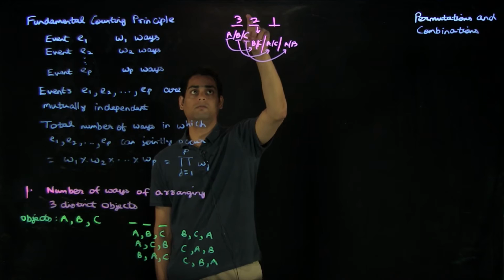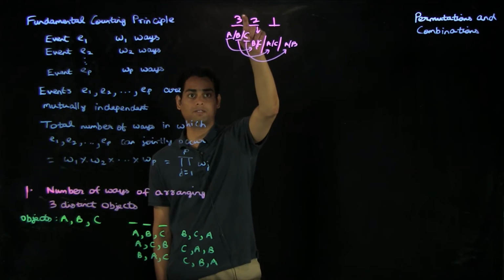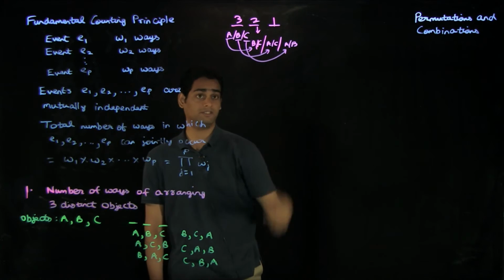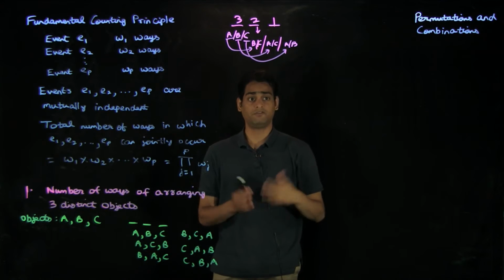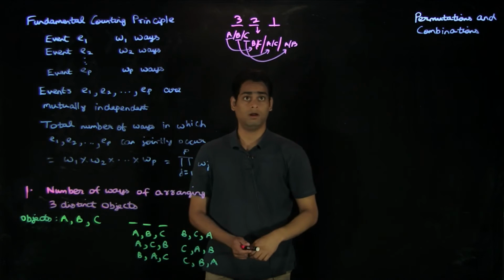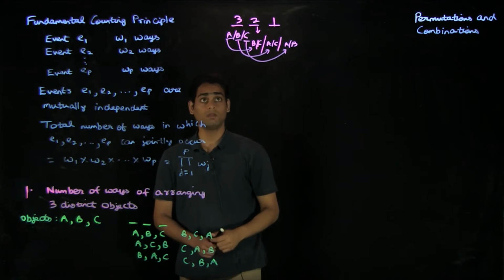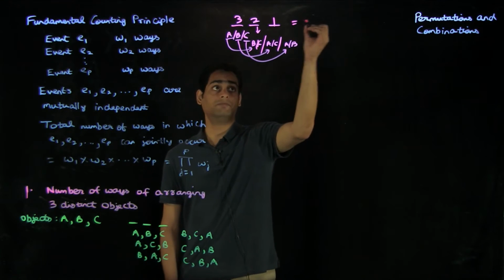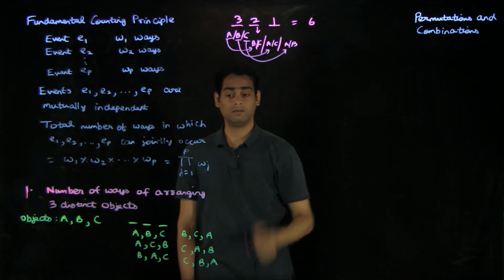even though the object you put in the first spot influences the choices you have in the second and third spot, the number of choices, the number of ways, doesn't depend on what object you put in the first spot for the second spot and the third spot. So the total number of ways is 3 times 2 times 1, which is 6.